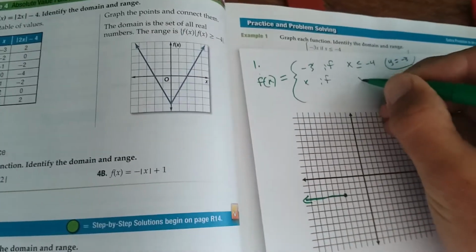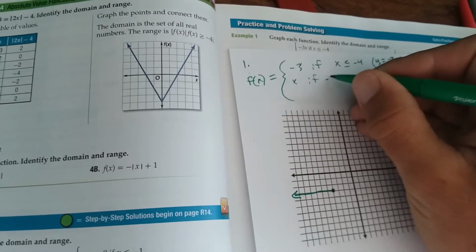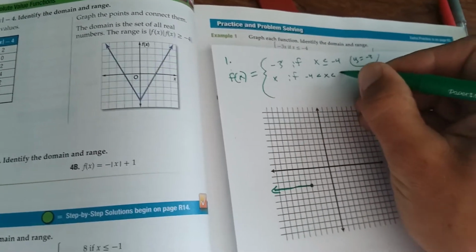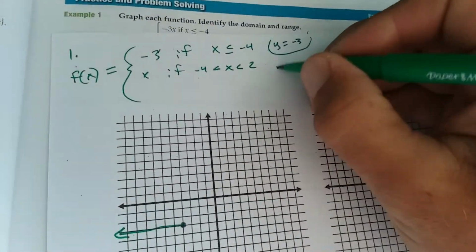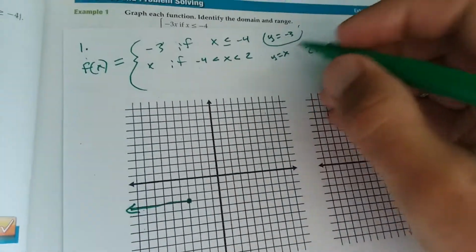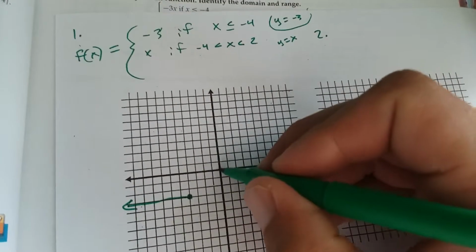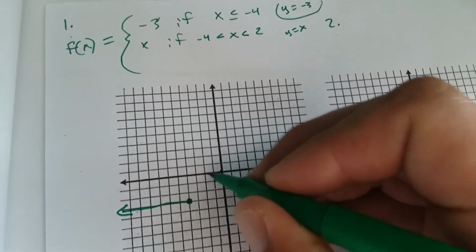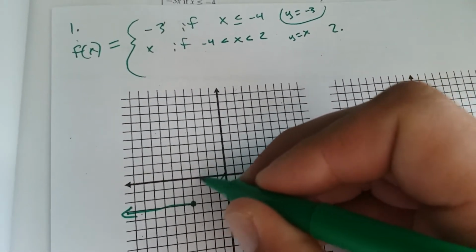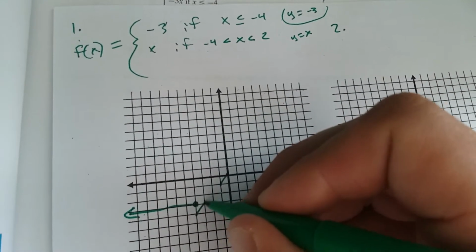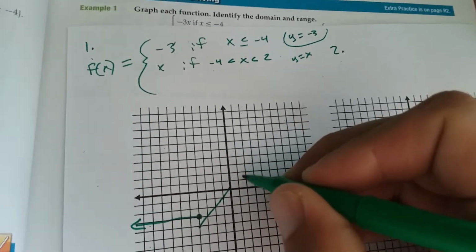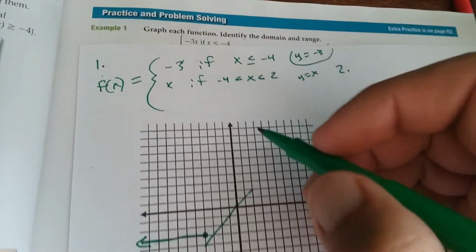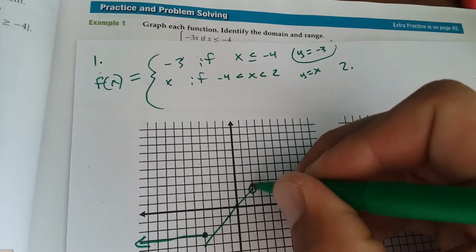Then the next piece, this is y equals x. x if x is greater than -4, but less than 2. So that's just graphing y equals x. Okay, you've got a slope of 1, your intercept's 0. And you've got to stay between -4, which is over 1, 2, 3, 4, and 2. Now notice you don't have the equal bar under, so you're going to have open circles here.